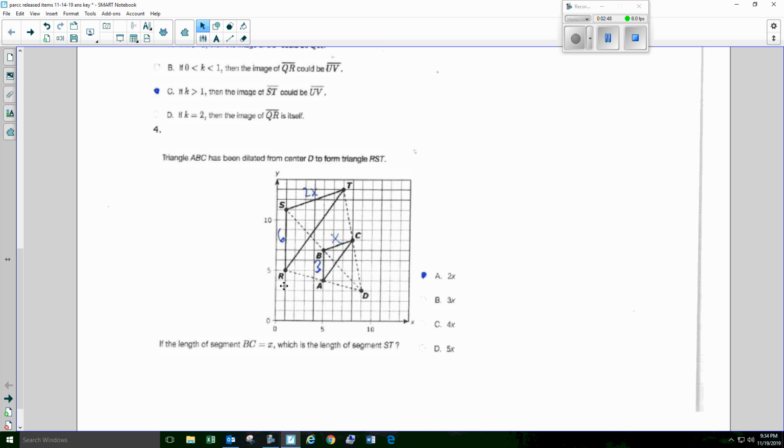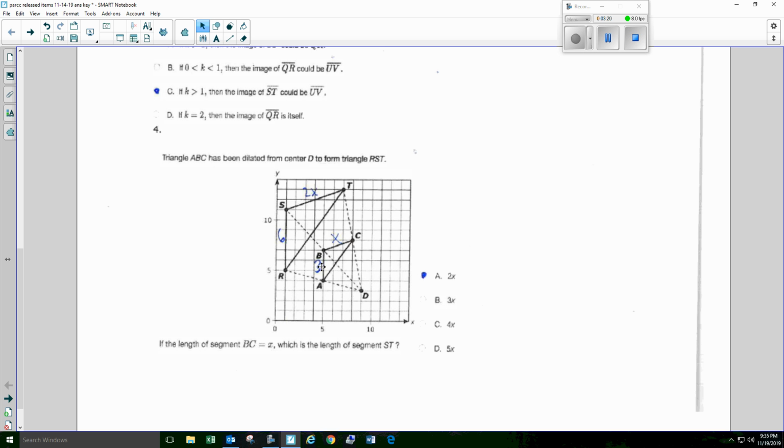Number 4 here. If the length of segment BC, or that's what it means, the distance from B to C, because there's nothing above it, equals x, what's the length of segment ST is what they're looking for. Well, in order to know that, I need to compare two other corresponding sides and see their ratio. So here, the ones I'm looking for is a vertical one or a horizontal. This isn't vertical, that's oblique, and oblique, so that's going to be harder. You know, you have to do Pythagorean theorem and compare it that way, much more work.